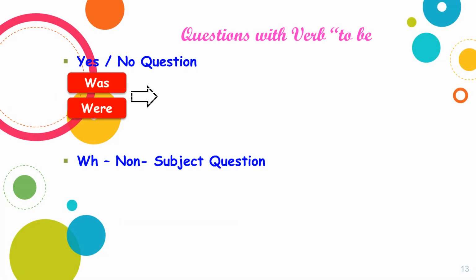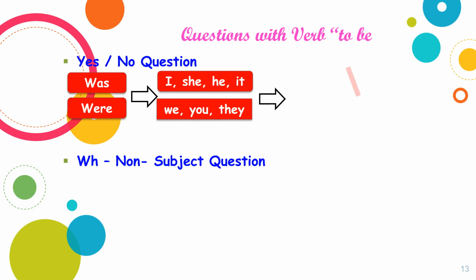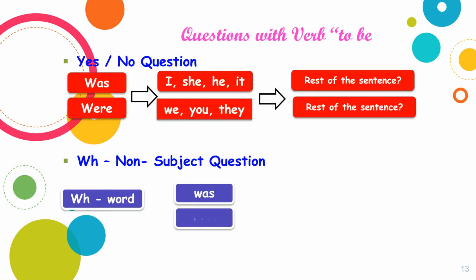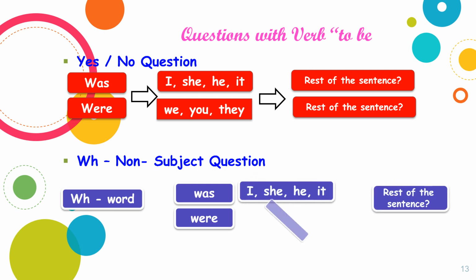Questions with the verb to be. We have the yes/no questions. At the beginning, we need was or were, depending on the subject, and the rest of the sentence. And with WH questions, we need the WH word. It can be when, why, where, etc. And we also need the verb to be in past, that is was or were, plus the subject and the rest of the sentence.